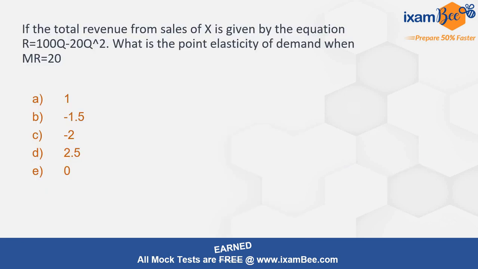So the question for today is: if the total revenue from sales of X, some commodity, is given by the equation R equals 100Q minus 20Q square, find the point elasticity of demand when marginal revenue is 20. The options here are 1, minus 1.5, 2, 2.5 and 0.